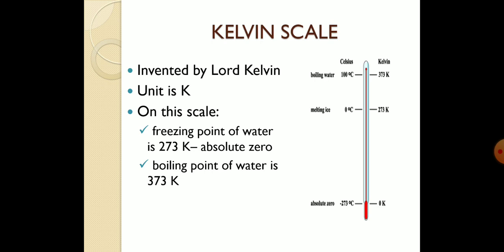And then you have the boiling point of water. You have to add 100 degrees more. So that will become 373. You take 273 as the freezing point and 373 as the boiling point. Here the 0 Kelvin is nothing but your minus 273 degree Celsius.